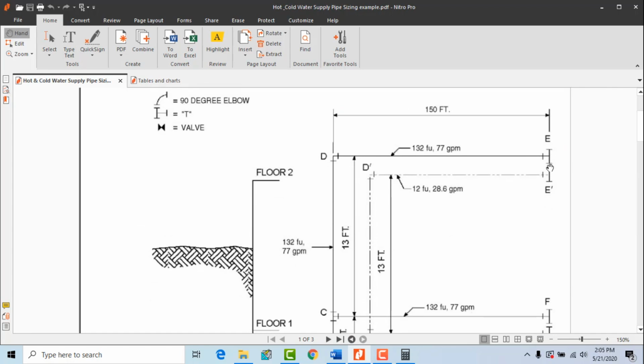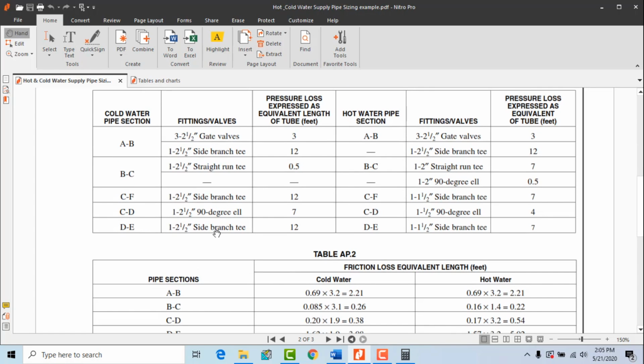Then from D to E, again we have a side branch T. As you can see over here, at the most remote outlet we have a side branch T, the same 2.5 inch size. The 2.5 inch side branch T we already calculated, that is 12, so we can use 12 over here.